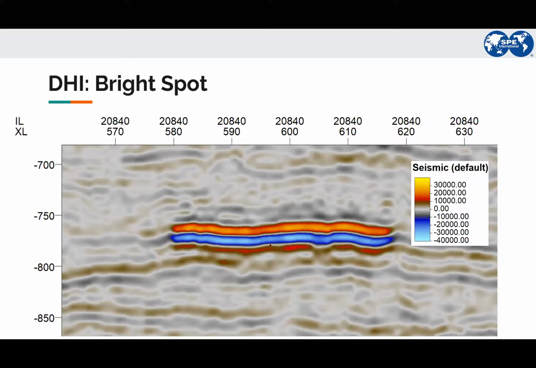So since we know what our polarity is, right? Remember we said this was European polarity. So it's the other way around. A positive number, a peak, instead of representing a hard kick, so an increase in AI, is here representing a soft kick, a decrease. So this is a decrease in acoustic impedance at the top, a soft kick. So something going like this, right? And then the bottom is a trough, so it's an increase, right? So we're going like this, okay?